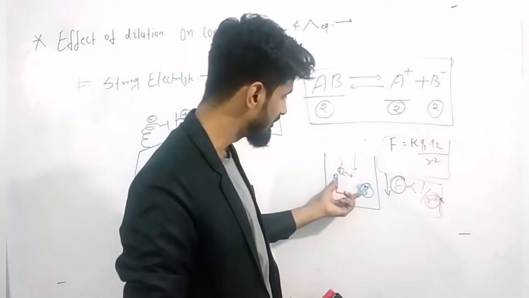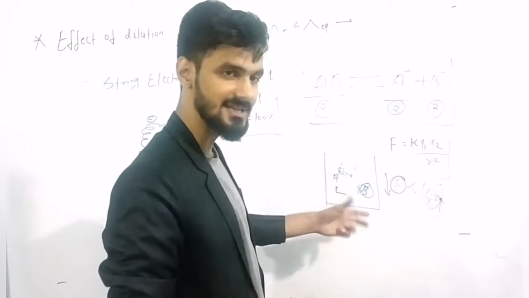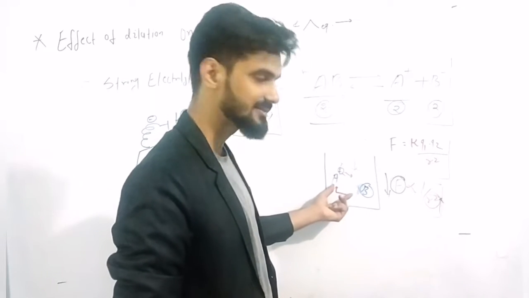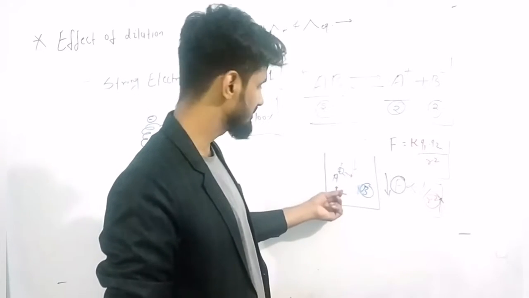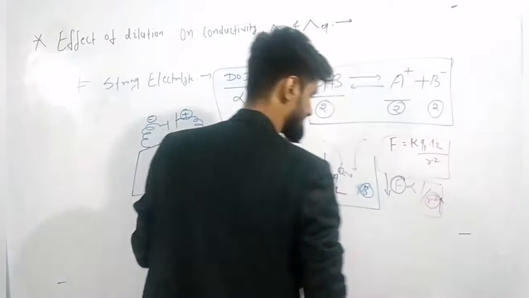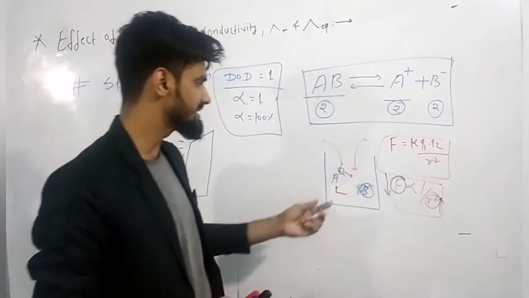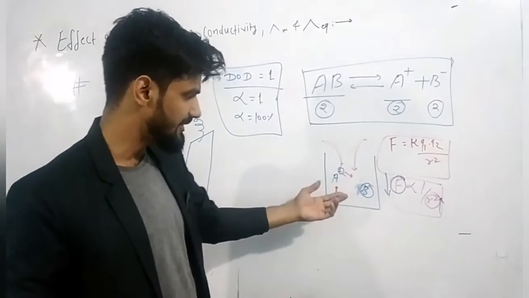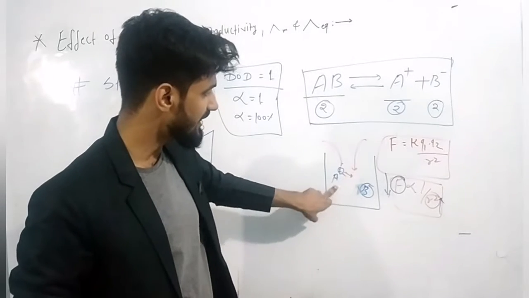So what will happen? The movement of ions will increase, meaning they won't feel any restrictions on their flow. So the transport of A plus and B minus will increase. The movement of A plus and B minus will increase. And you already know how to define electric current: the rate of flow of charge per unit time is called electric current. So the movement of ions is increasing.